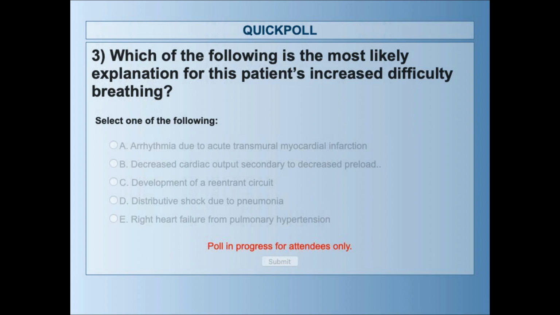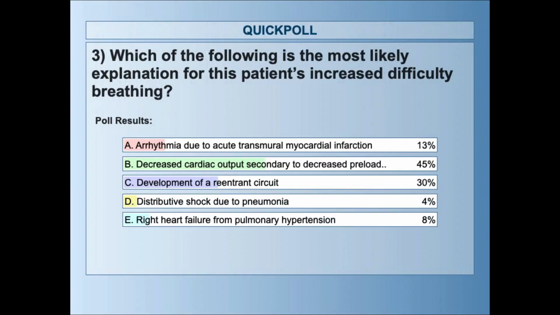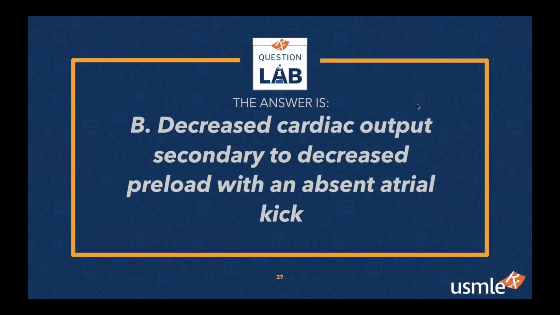It looks like once again, we have a clear favorite. We'll give all of you a few more moments here. All right, let's take a look and see what you selected. 45% of you selected decreased cardiac output secondary to decreased preload with an absent atrial kick, and 30% of you selected development of a re-entrant circuit. And the correct answer is indeed B, decreased cardiac output secondary to decreased preload with an absent atrial kick. Let me hand it off to Boris.